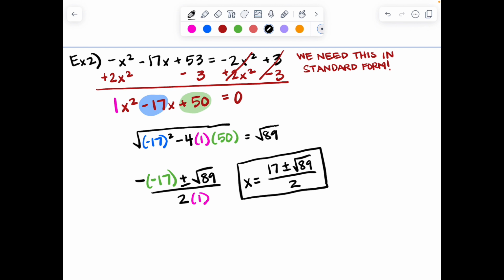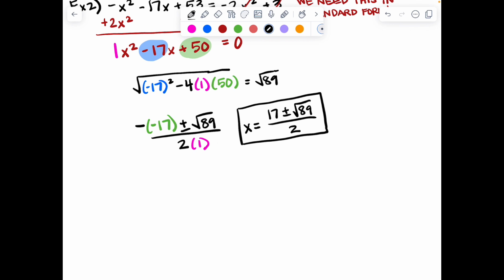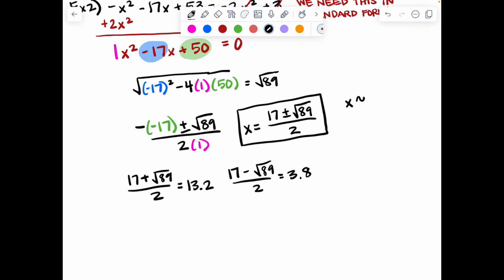That's my radical answer. Now you can use your calculator to get a decimal answer. So 17 plus the square root of 89 over 2 is 13.2. And 17 minus the square root of 89 over 2, your rounded answer is 3.8. So we'll say that x, we're going to put the squiggly lines because we are rounding. But these are my two answers as decimals. So that's what you'll be doing in today's practice.